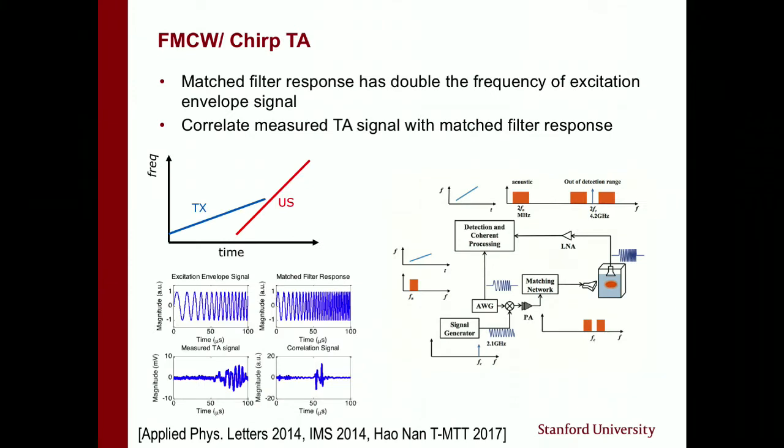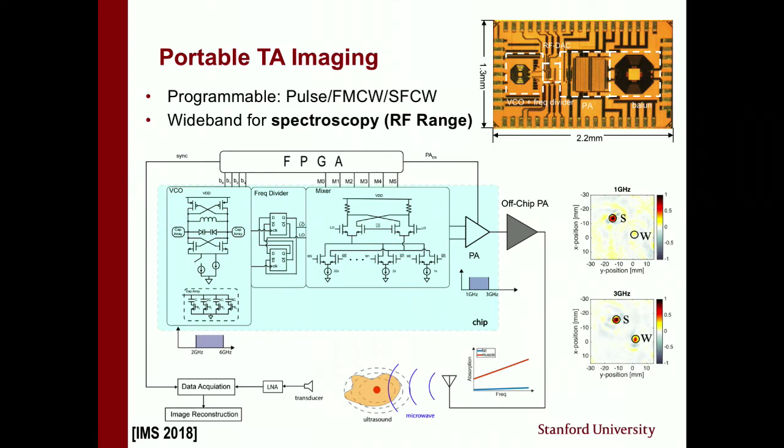Or you can do a chirp-based system. The only thing you have to take into account when you do a chirp is that because the signal that comes out is double the frequency of the receive, your match filter has to be tuned to the double frequency in ultrasound compared to the transmitter. So coherent processing allows us to get better SNR, so we built a chip.